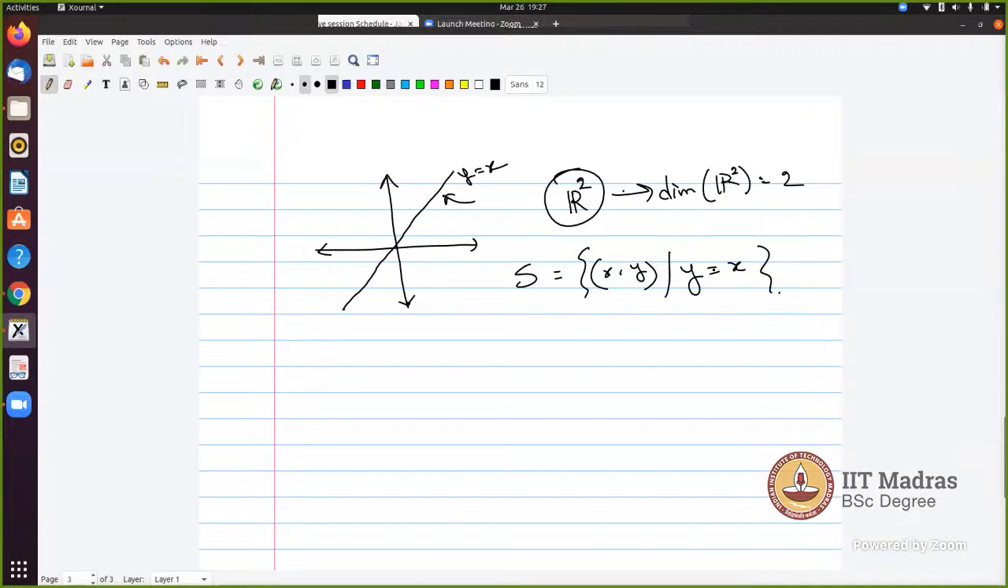This is a straight line, right? It is the set of all points on this straight line. Let me write it as W. So you at least agree that this W is a subspace, right?